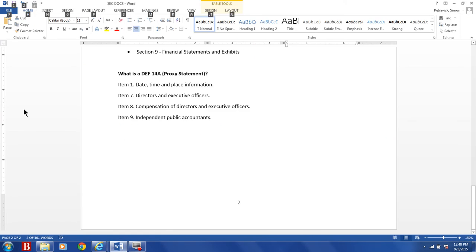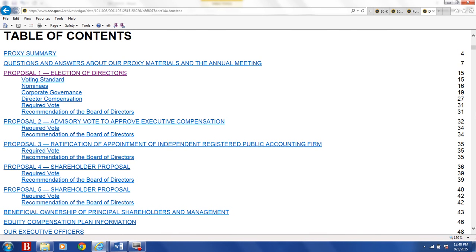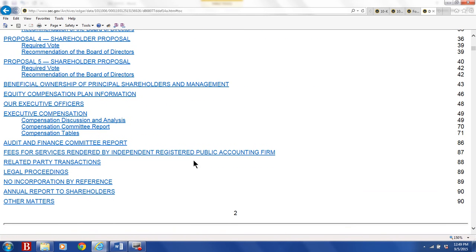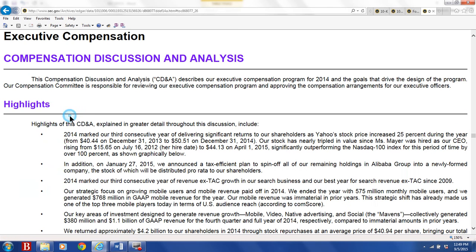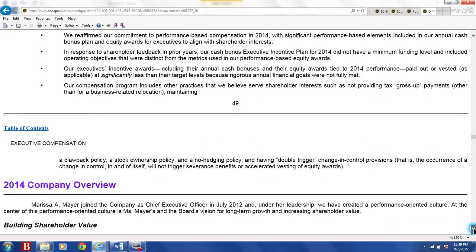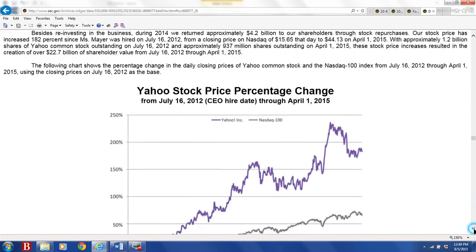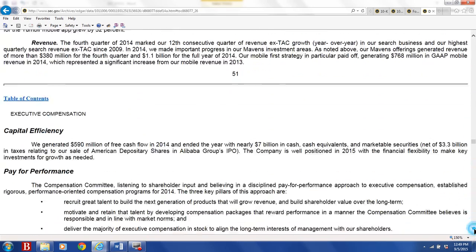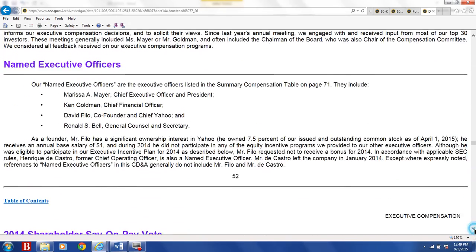We want to talk about compensation of directors and executive officers. There's an advisory vote to see whether or not stockholders agree with the compensation plan. And if we scroll down a little bit, there's some information about what is in that compensation plan. I just want to scroll down to the part that shows you how the CEO is compensated.